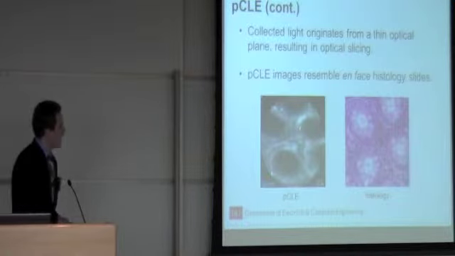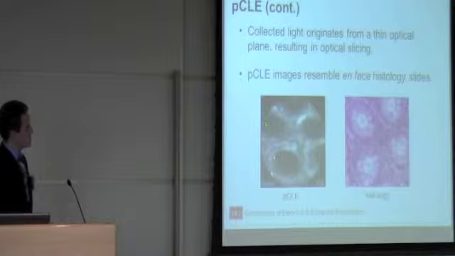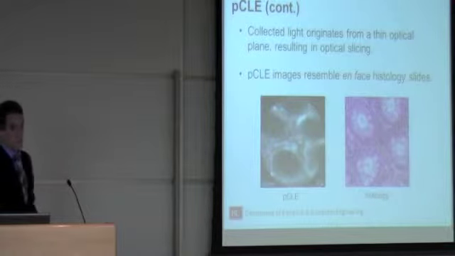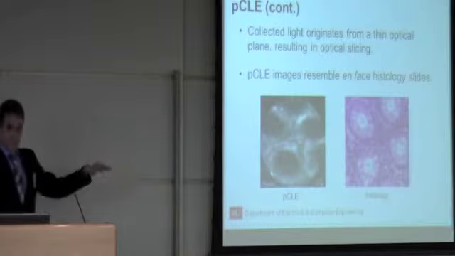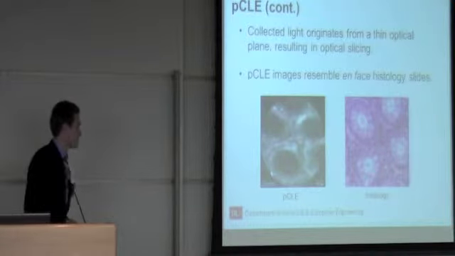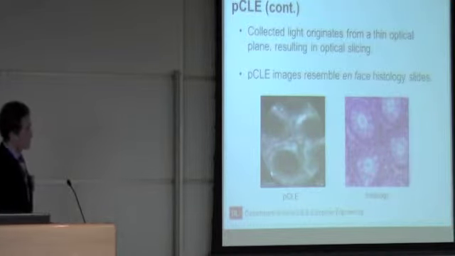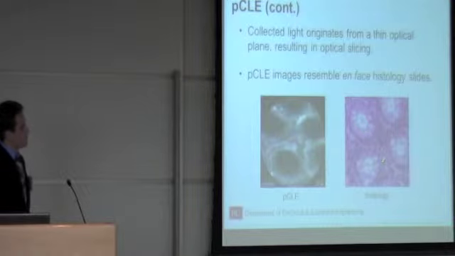So notice here we have an example of a PCLE image. This is an example of healthy tissue. And it's characterized by these regular circular objects which are called crypts. And in fact, they will be important later on during the presentation, so just keep that in mind. And the histology slide shows a very similar structure. We again see a regular repetition of circular crypts.